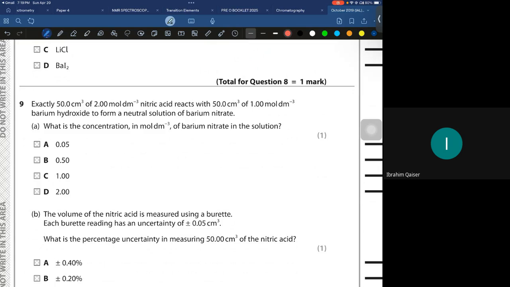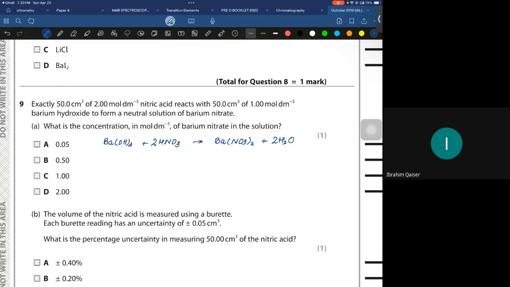See question number 9. Is it A? I think this is the balanced chemical equation. Yes. So I think the answer is A.